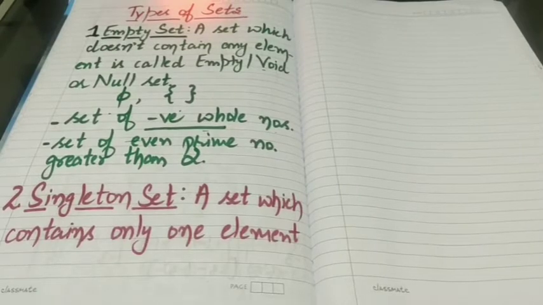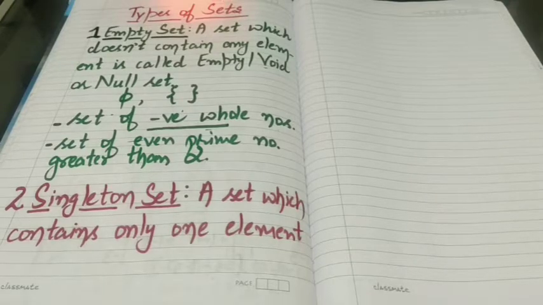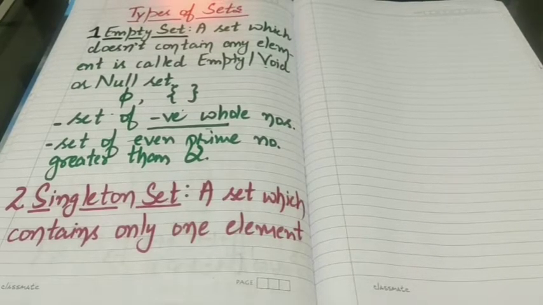Next, we have the singleton set. A set which contains only one element is what we call a singleton set. Well students, you need to understand that a singleton set contains only one element. For example, the set of whole numbers which are not natural. We know that 0 is the only whole number which is not natural. So this set will contain only one element, that is 0. So this is the example of a singleton set.